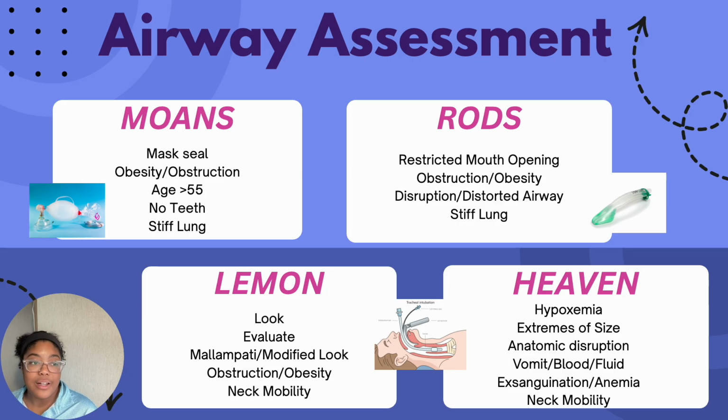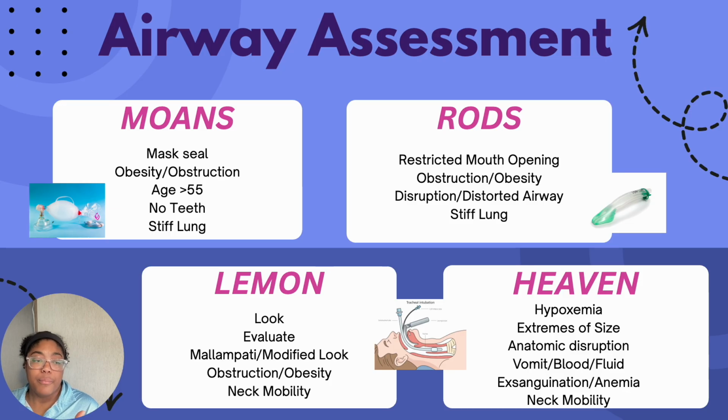So for mask seal, you want to look at the patient's face. Do they have any beards, any facial hair, any secretions that might be on their face, facial trauma, anything that's going to prevent you from getting a good seal with your BVM mask. For the patient's obesity or obstructions, larger patients are going to be a little bit more difficult to bag. You might have to change the patient's position.